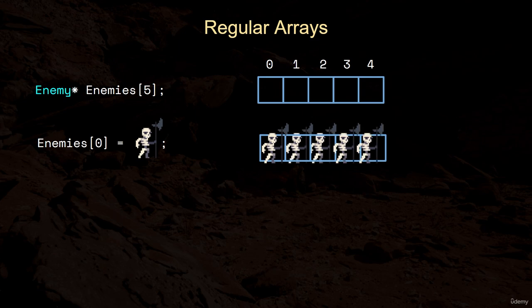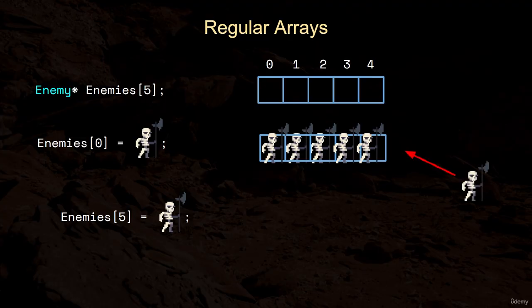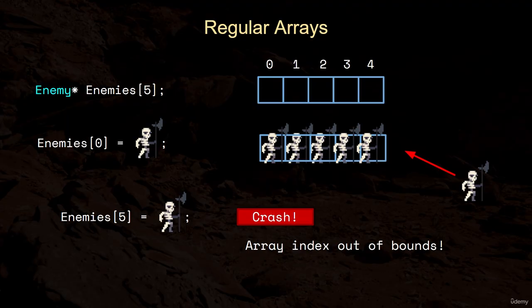Now, there's always the danger of attempting to access an element that does not exist in our array. Our indices range from 0 to 4 in this array, so if we tried to store a pointer in element 5, that element doesn't exist in the array, and this is how we get a crash. This is known as the array index being out of bounds.